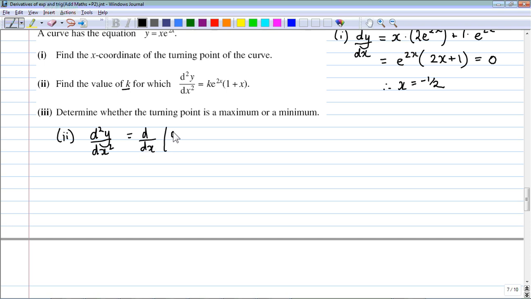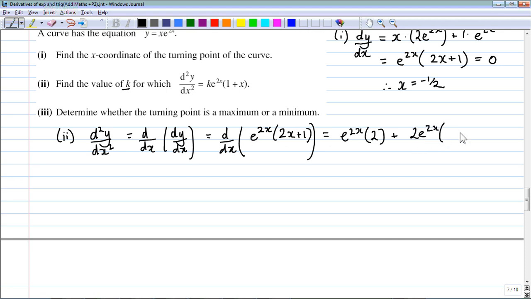We want the derivative of dy by dx, which is the derivative of e to the 2x times 2x plus 1. Using the product rule again, we get e to the 2x times the derivative of this, which is 2, plus the derivative of this, which is 2e to the 2x, times 2x plus 1. And we've been asked to simplify this into a form ke to the 2x times 1 plus x.